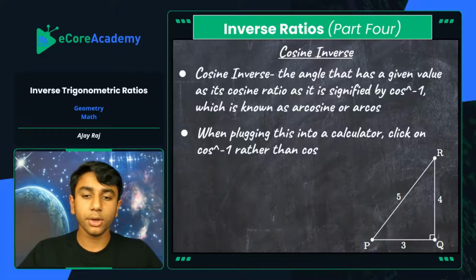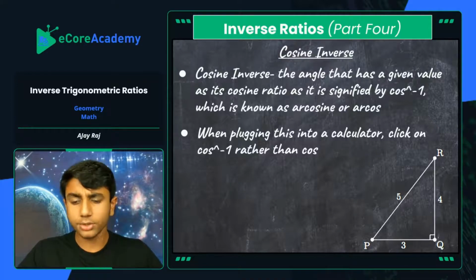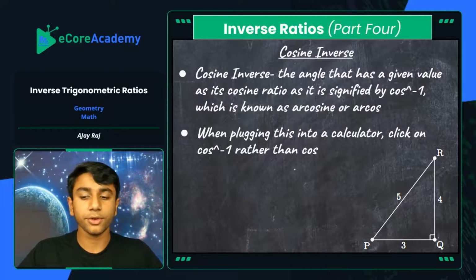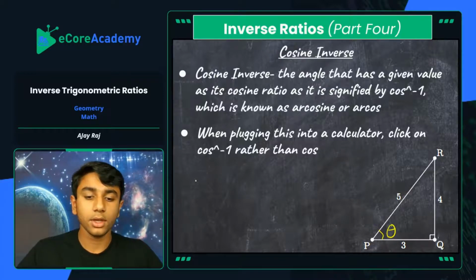Looking at this example here, we recall that cosine is going to be your adjacent over your hypotenuse. So we're still going to utilize P as our central angle or theta. And we can see here that our adjacent side, side PQ, has a value of 3. And we're going to divide that by our hypotenuse, PR, at 5. So that's going to be 3 over 5.